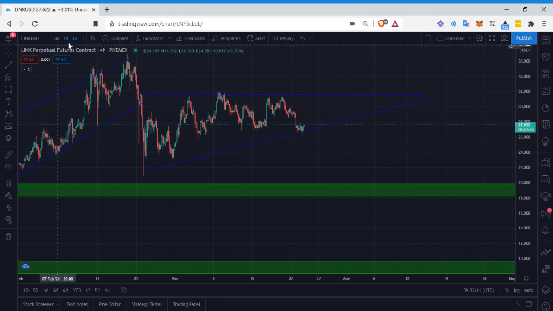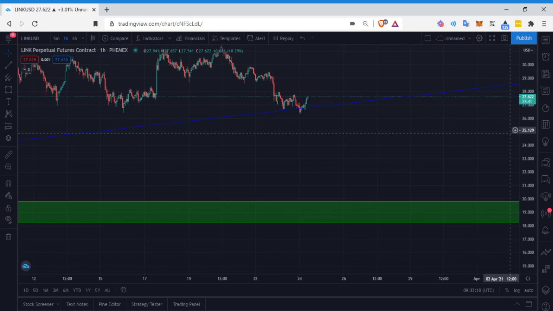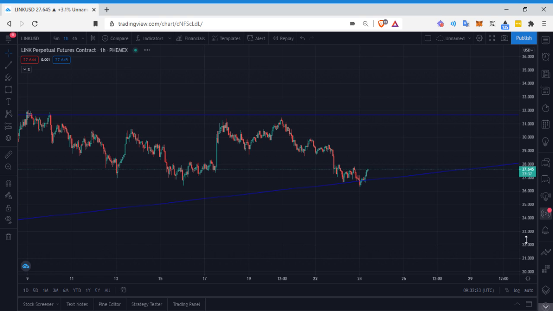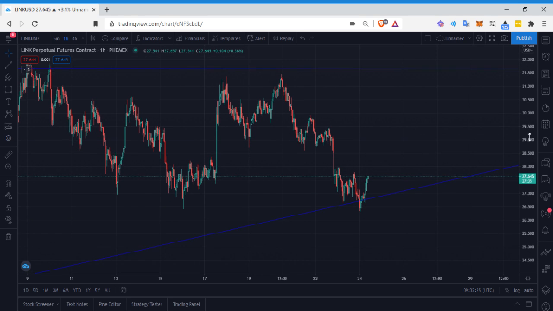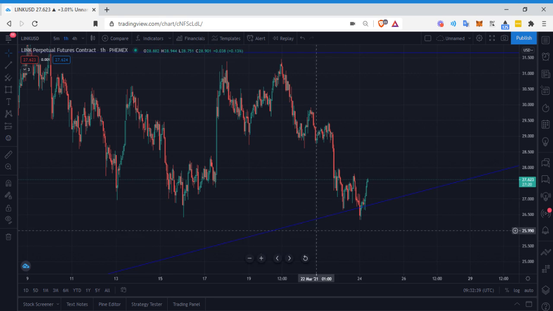But let's zoom into the 1 hour. Okay. So you can see how we kind of form this M here. This could have been a potential breakdown trade, but right now we're in this very interesting pattern where we're right on the edge of this ascending triangle. And since this is a bullish pattern, this would have been a nice long position right here.